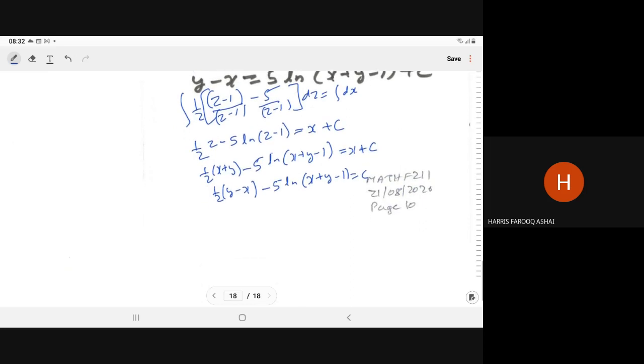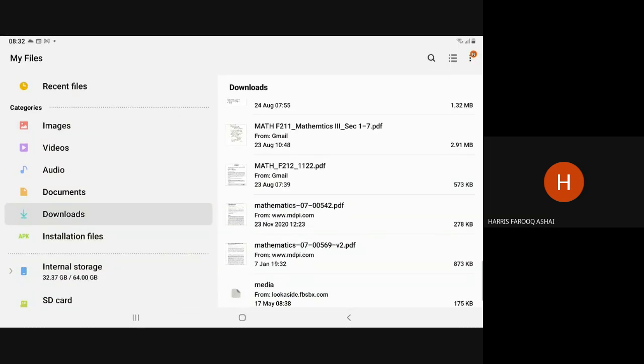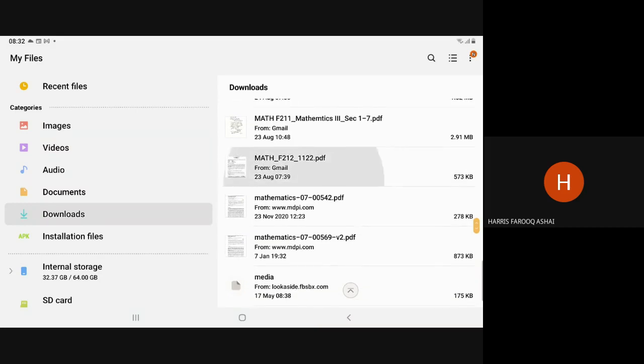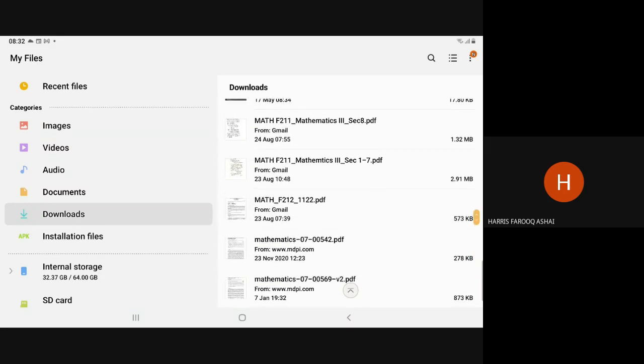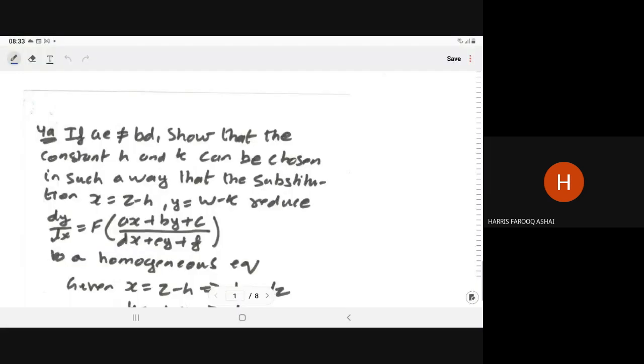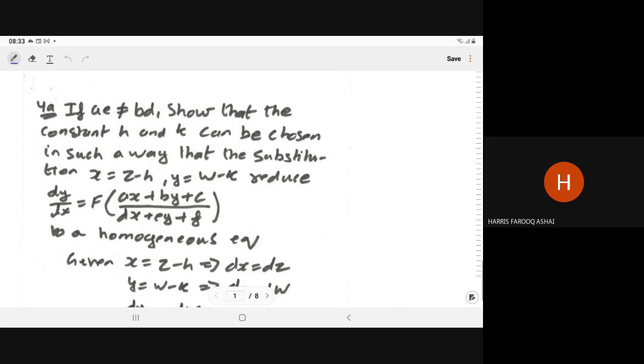Clear? So this is how to reduce the non-homogeneous equation into the homogeneous equation. This is the same type of question, whatever you have done till now in the theory part. It is the fourth A question of your book.